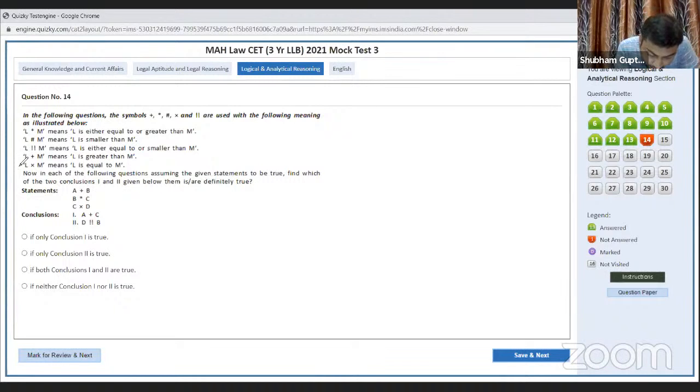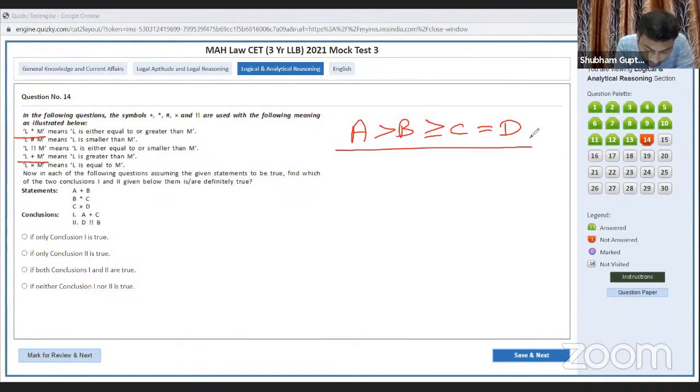A plus B. A plus B. A is greater than B. B star C. B star C. B is either equal to or greater than C. And C into D. Where is C into D? C is equal to D. So this is what we have found. Now let's look at the options.